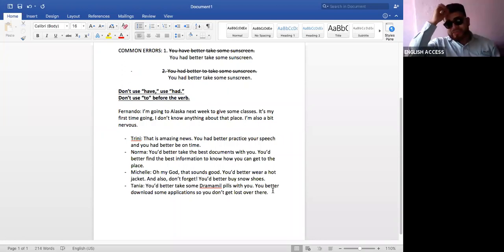In the exam, it's going to give you options with have, and it's going to give you options with to. Don't choose those. It's had and the verb by itself with no to.